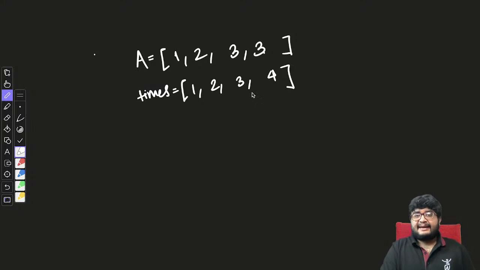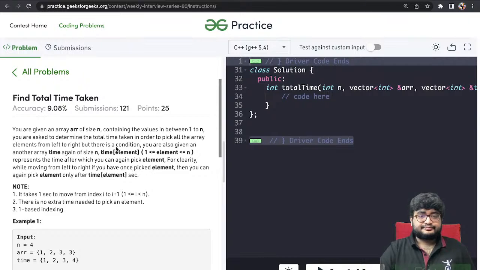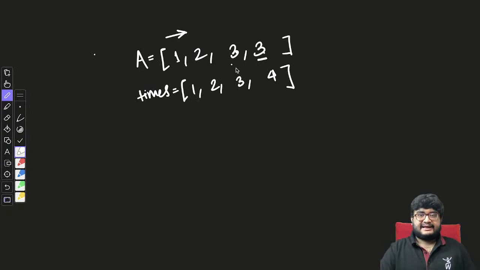The purpose of this times array is, here you see a duplicate is happening, right? So basically your aim is to pick all these elements. You have to pick 1, 2, 3, and 4, and you only move in one direction. It is also given that it takes 1 second to move from index I to I plus 1. So we only move in one direction, and we have to pick all the elements, right?